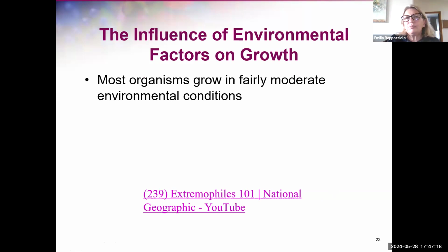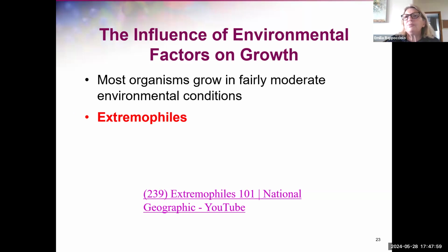But most organisms live in environments which are considered moderate. They require concentrations of salts that are within a specific range, pH which is close to neutrality, temperatures that are neither too high nor too low. This is the kind of environment which supports most bacterial growth. So most organisms grow in what we consider moderate environmental conditions.